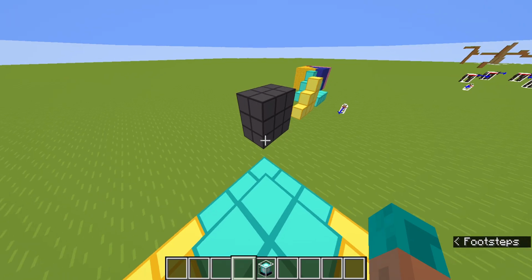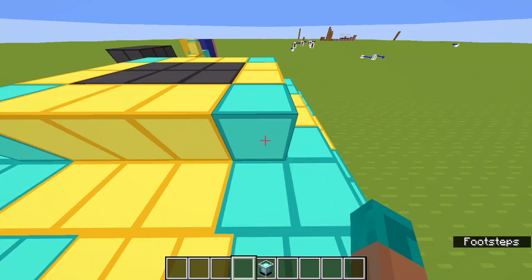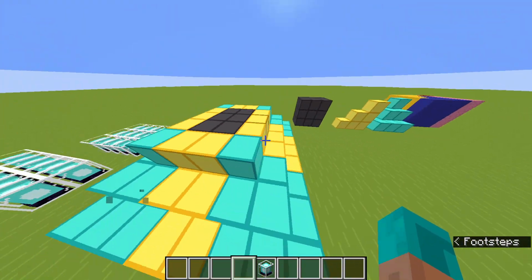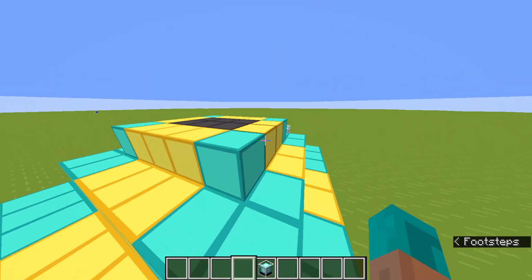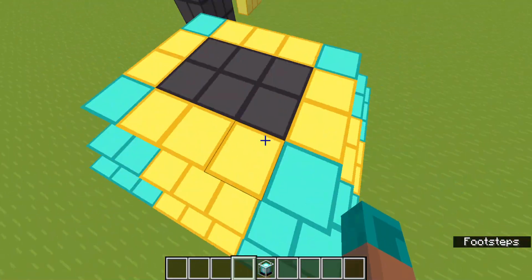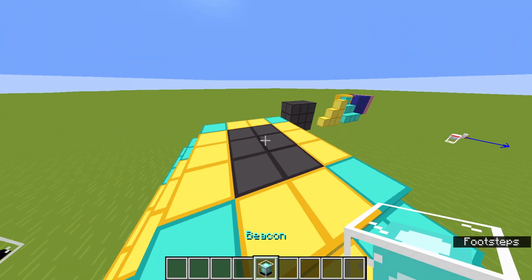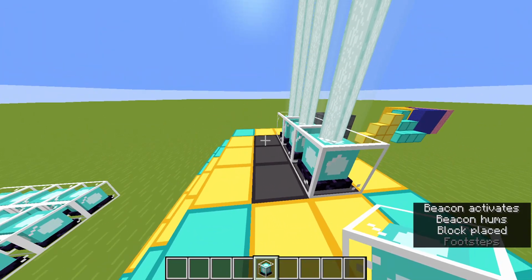So if you don't know what the beacon formula does, it basically tries to calculate how many blocks you need to make a beacon. So this is an example.